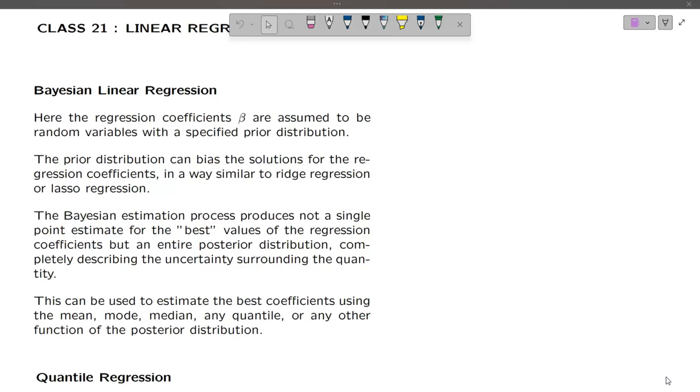In linear regression, we talk about the parameters. We minimize the cost function based on the parameters and come up with an estimate, which are point estimates. But here we are talking about the posterior. We come up with the posterior of the parameter.